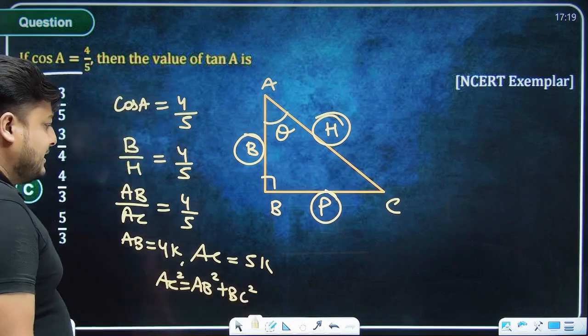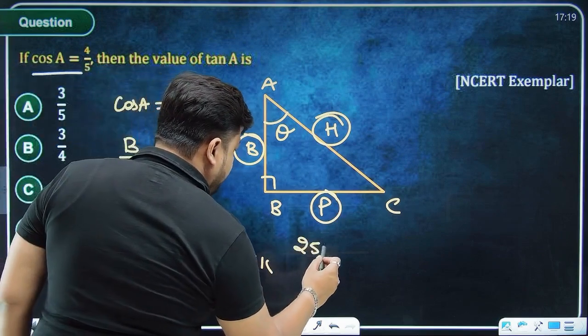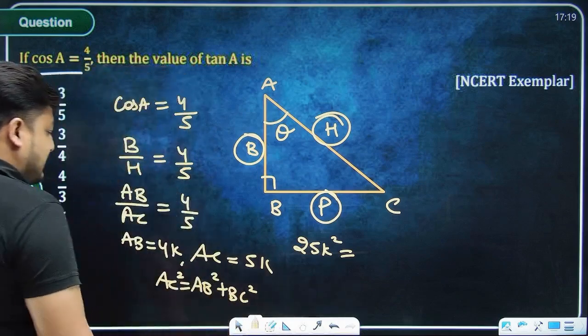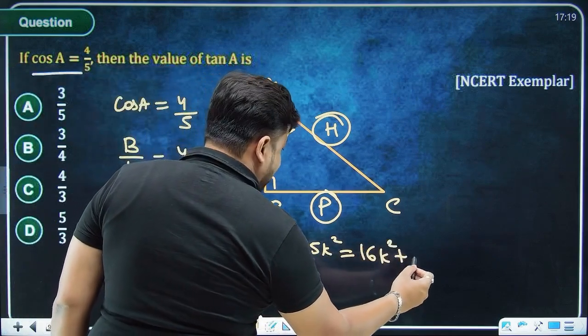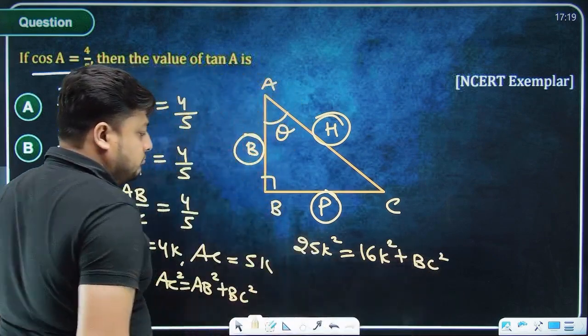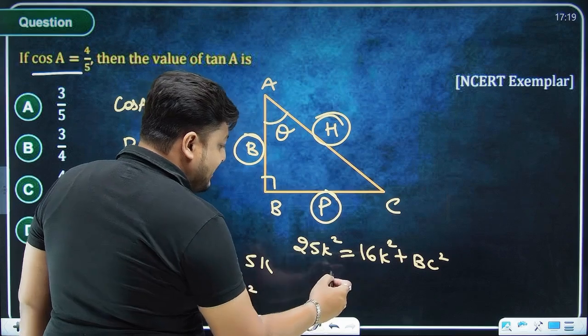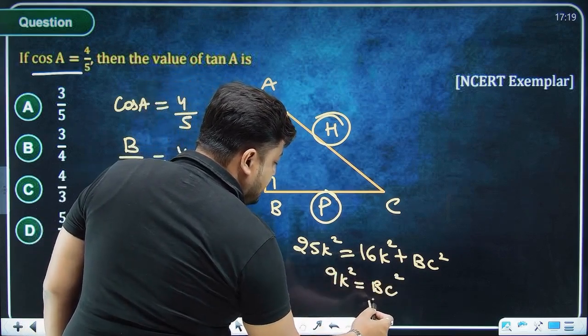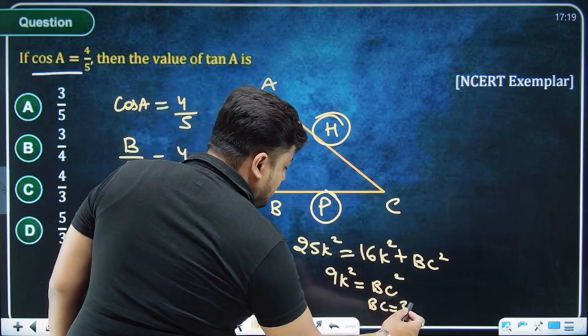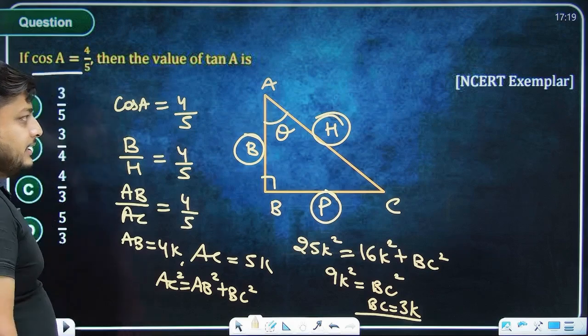AC is 5K, so AC square is 25K square. AB square is 4K square, that is 16K square. And BC square, so it will come in minus, so it will be 9K square equals BC square. So BC will be 3K. What is BC? It is 3K.